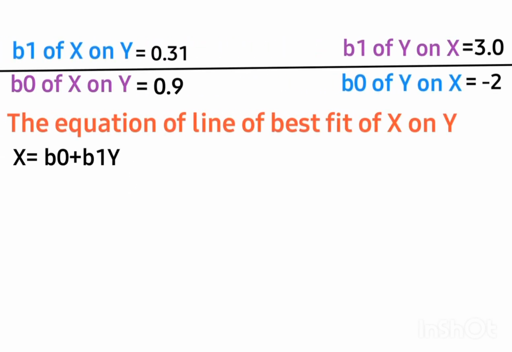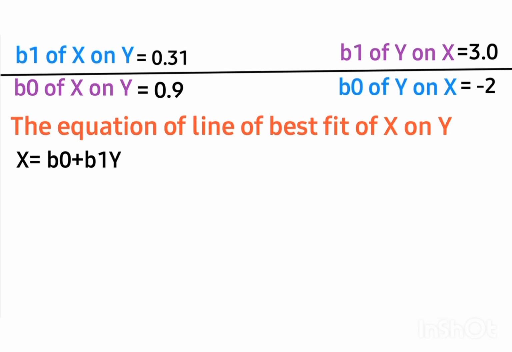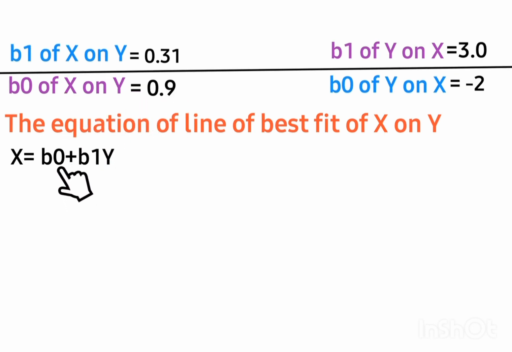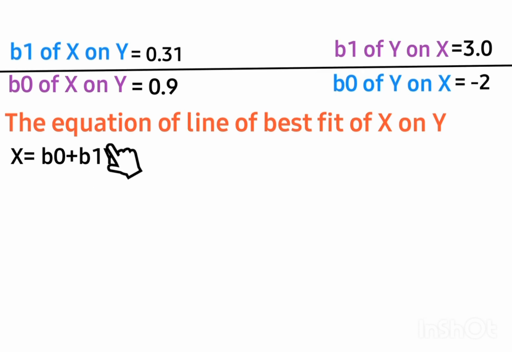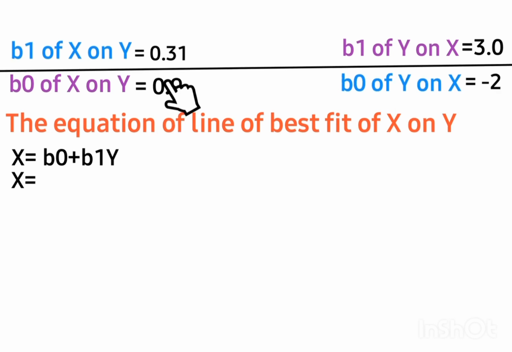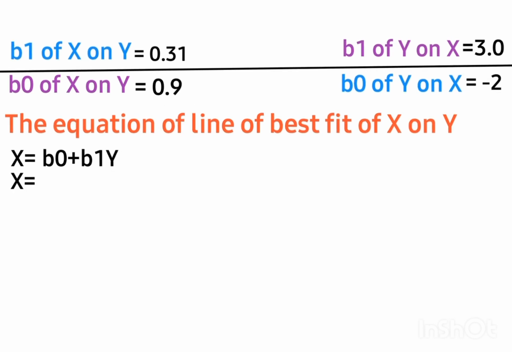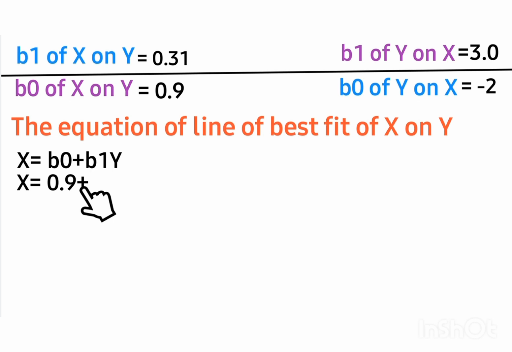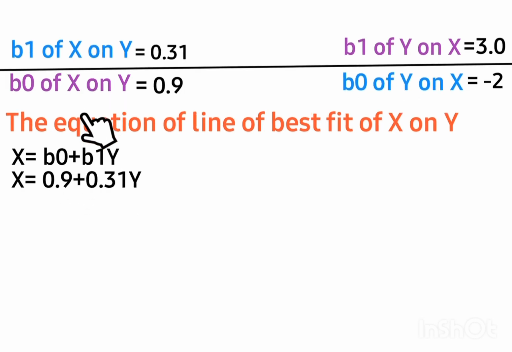Generally, the equation of line of best fit of x on y is represented with x equal b0 plus b1y. We've gotten the value for b0 of x on y and also got the value for b1 of x on y. Basically, we're expected to substitute these values into the equation. Here we go now. b0 0.9 plus b1 we got 0.31 y. So we've gotten the equation of line of best fit of x on y.